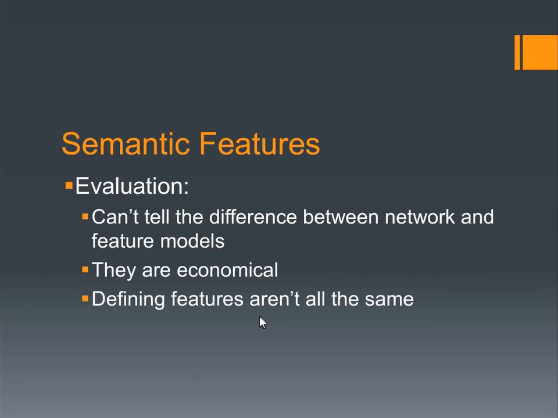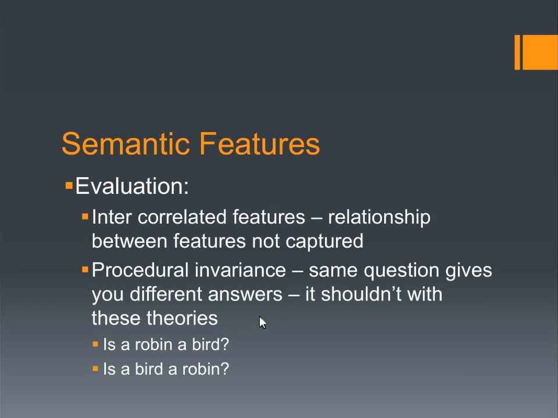The problem with feature models is that we can't really tell the difference between these network connectionist models and feature models. They're basically the same idea, just implemented differently. They're both economical for sure, but we can't really decide on this defining feature idea. It sounds like a good idea, but we can't really make it work. So instead, what we're going to do is, that's on the next slide, sorry.